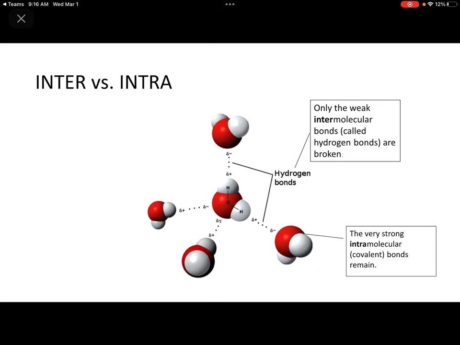So when we look at inter and intra, make sure you know the difference. Remember, inter is when we're looking at forces between molecules, for example, the hydrogen bonds. If we look at intra, that is our covalent bonds within that molecule itself.